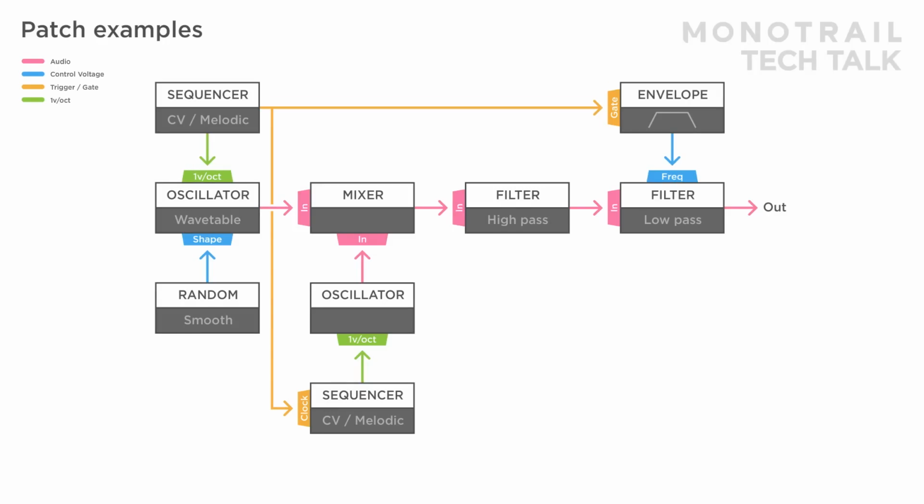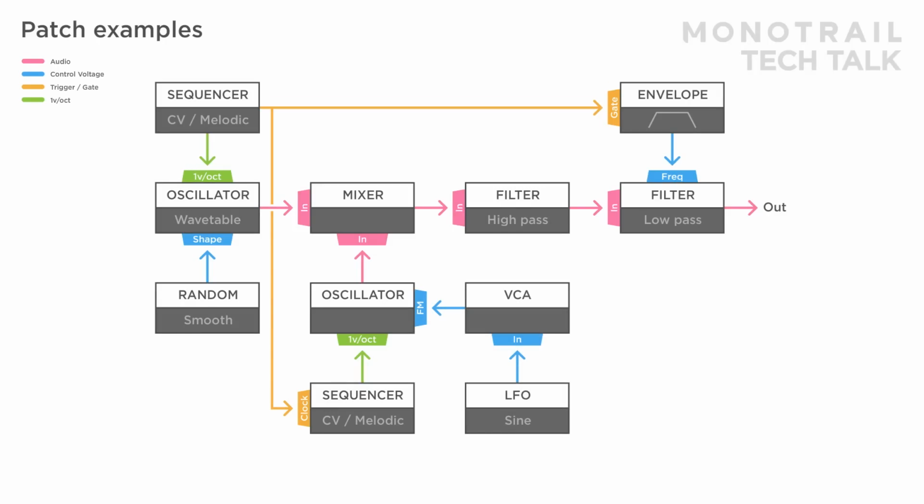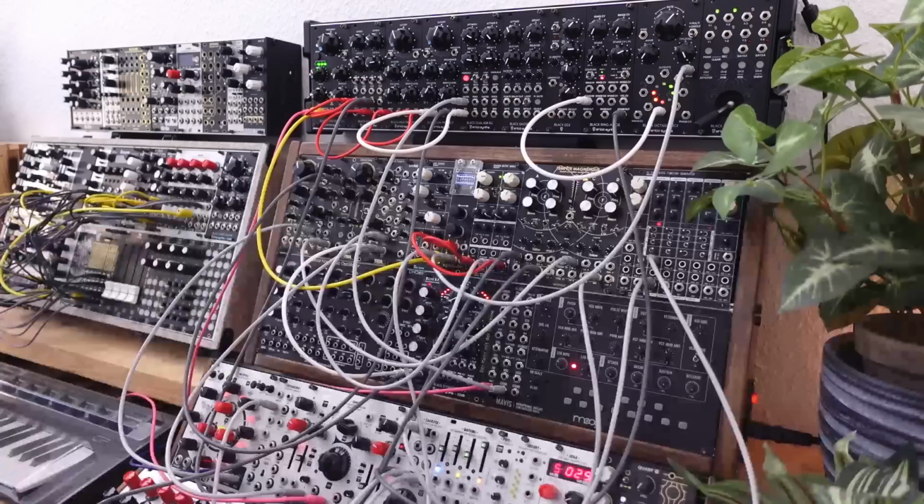The patch was also set up with an LFO modulating the FM through a VCA. This makes it possible to add another modulation source, changing the modulation depth. Again, this can add subtle texture and movement.